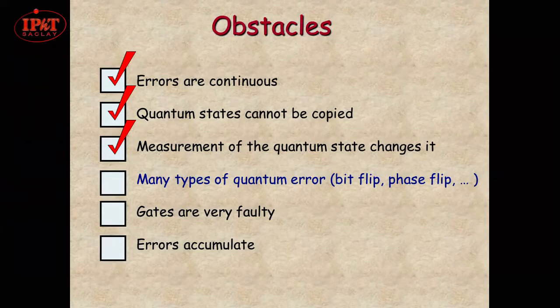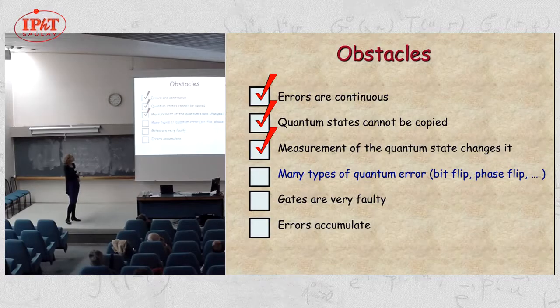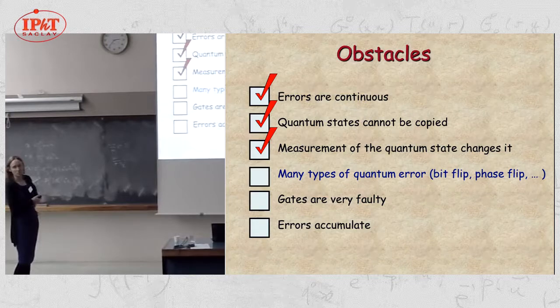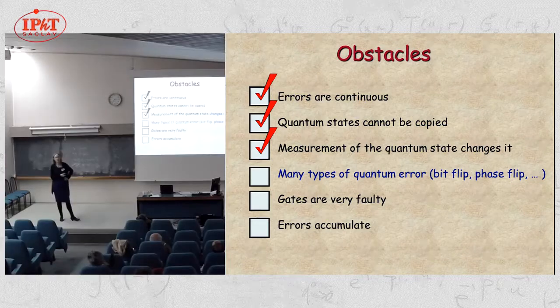So we have done very well on the objections of Landauer that errors are continuous and will accumulate over time. We also have dealt with the fact that quantum states cannot be copied because we have cleverly just introduced redundancy in a different way. We also have dealt with the fact that measurement changes the state. We have used it to our advantage to collapse to an error or to no error.